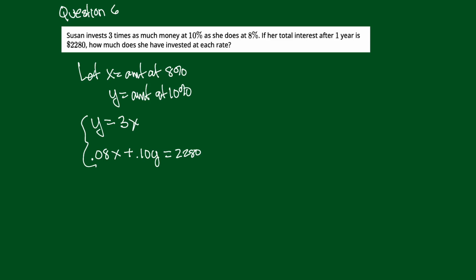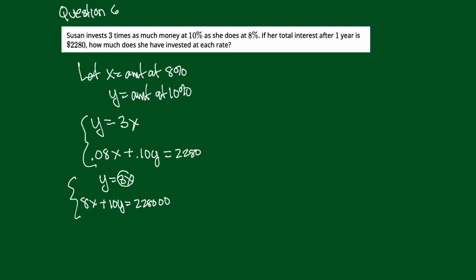Now, first up, I'm going to eliminate these decimals. So my new system is this. y equals 3x. Now, multiply by 100. Just means move the decimal point over 2 places to the right. So we'll get 8x plus 10y equals 2280, but 2 zeros, right? Everything has to move over 2 places. There's our system.